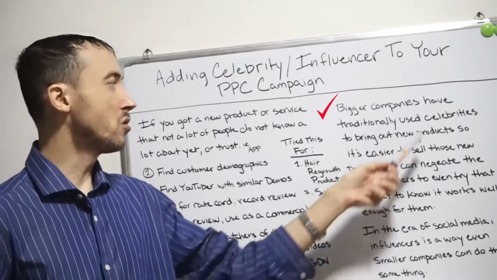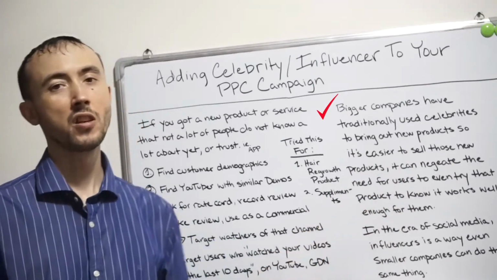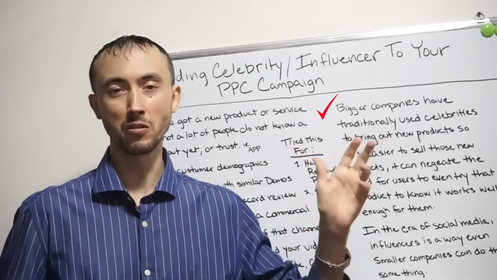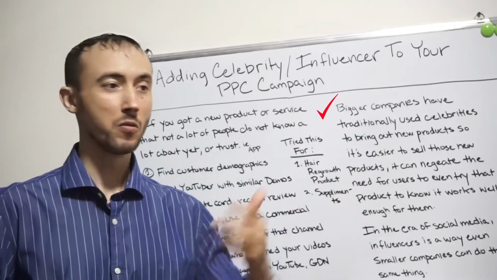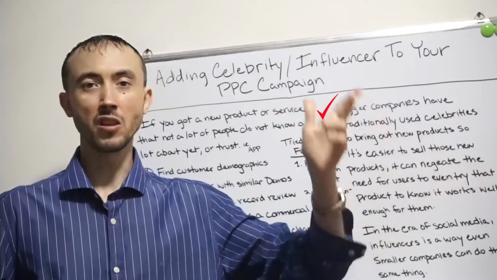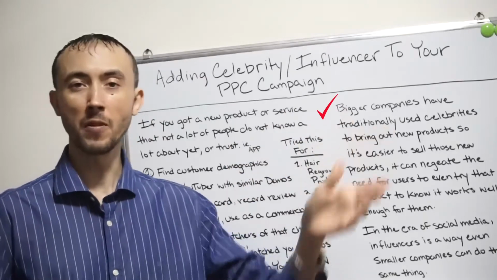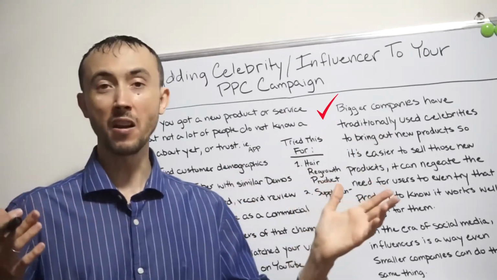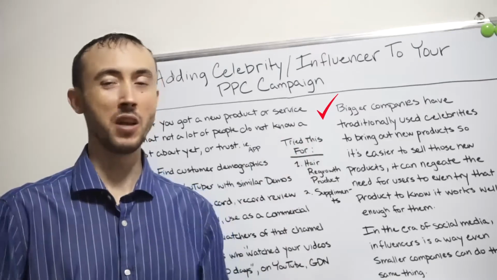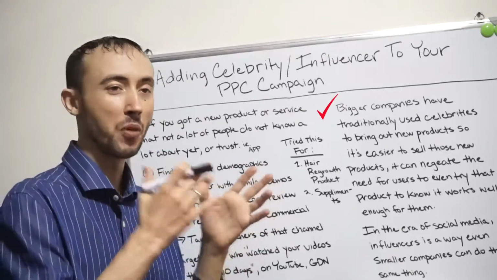Bigger companies have traditionally used celebrities to bring out new products, so it's easier to sell those new products, of course, for some odd reason. Just because Jennifer Aniston has used this particular brand of lipstick, people run out and just start buying it. They don't know what it looks like on themselves. They don't know the features or aspects of that product, where it was made, what's the quality, nothing, basically. They just know Jennifer Aniston uses it, which, to be fair, Jennifer Aniston doesn't even use that product. Of course, she may have used it once, but the general idea is she's being paid to pretend like she uses it because it's so profitable.